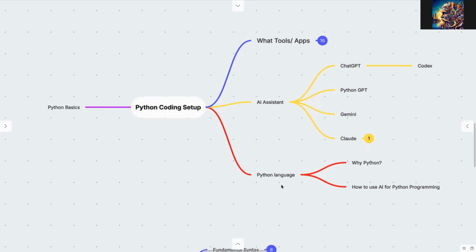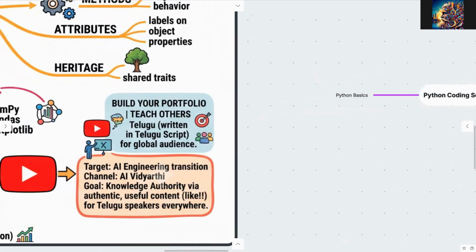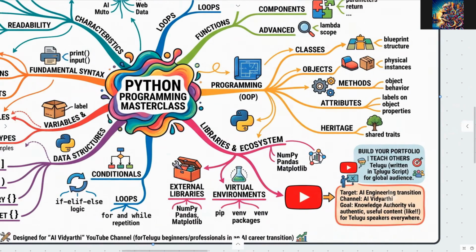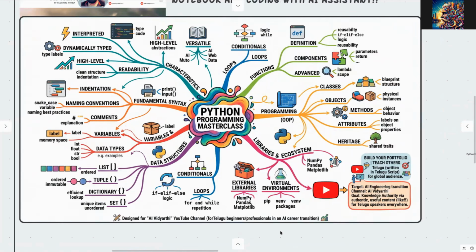Python language, again, this is basics. Asal Python enduku, how to use AI for Python programming, and then Python basics ivanni chuddam manam. So before going into that, let me show my VS Code setup, and then we'll come back to this beautiful mind map I have created using Gemini. So this is something that I can just go through. It's fun to see what we know and what we don't know, right? But I like this mind map. If you already know Python, it will be fun to see what it is at a basic level. Okay.